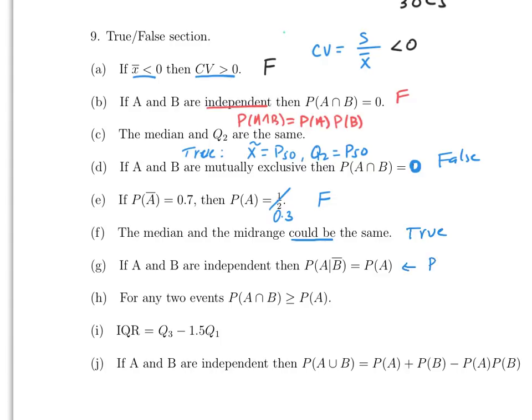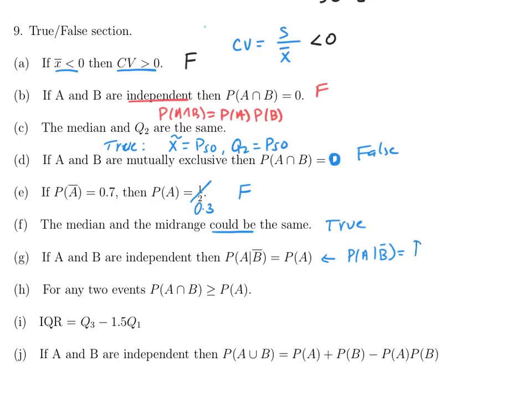Here is the reason. The probability of A given B complement is the probability of A and B complement over the probability of B complement. Now, since they are independent, that means that you can break this into a multiplication, and they cancel each other, which gives you just the probability of A. So this is true, and this is probably the most difficult question.